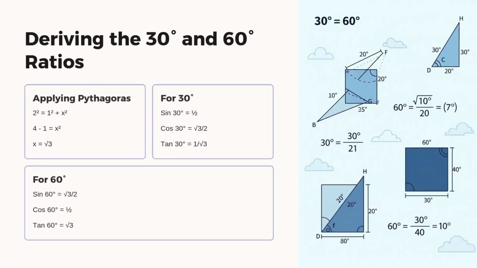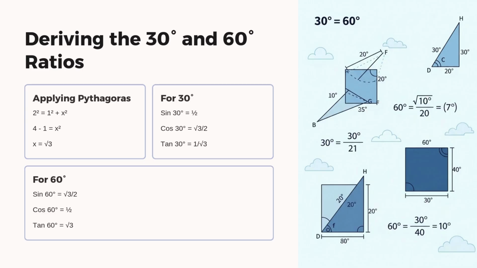Deriving the 30 degrees and 60 degrees ratios. Applying Pythagoras. 2 squared equals 1 squared plus x squared. This is derived by applying the Pythagoras theorem in a right-angled triangle, with hypotenuse 2, one leg equal to 1, and the other leg equal to x. 4 minus 1 equals x squared. This results from subtracting 1 squared from both sides. x equals square root of 3. This is simplified by taking the square root of both sides.